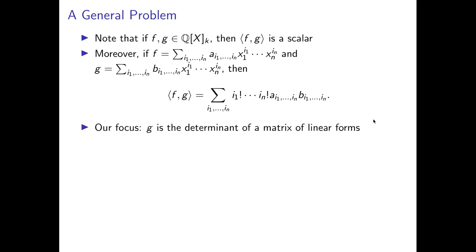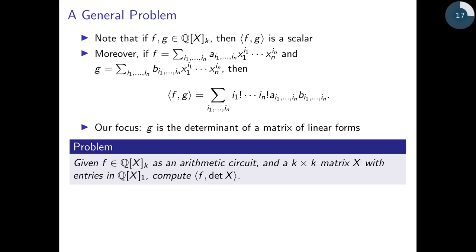So in this talk, we're interested in computing this inner product in the case when f is given to us as an arithmetic circuit, and g is the determinant of a matrix X whose entries are degree 1 polynomials. And this will turn out to capture many combinatorial problems as special cases. So to summarize, given some homogeneous degree k polynomial f as an arithmetic circuit, and a k by k matrix X whose entries are linear forms, we want to compute this inner product between f and the determinant of X.